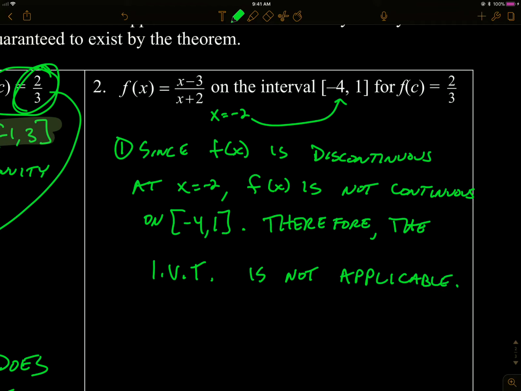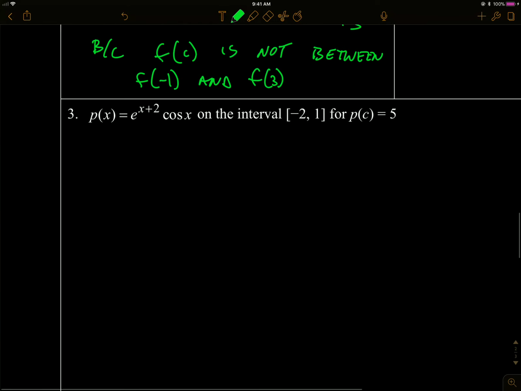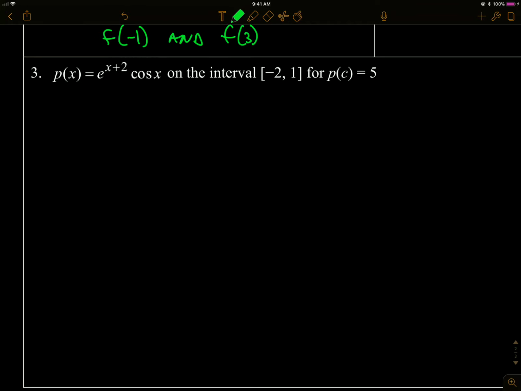Did I spell that right? Yes, I think so. Okay. Let's look at one that works so we can finally see how we do this. It's on the interval from -2 to 1. So does this have any discontinuities? Well, it's an exponential function, so it's continuous everywhere.